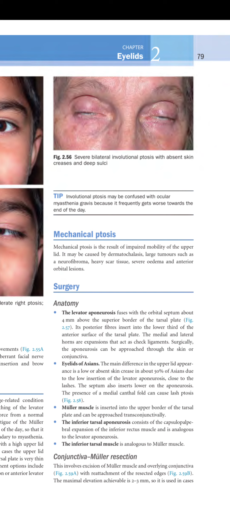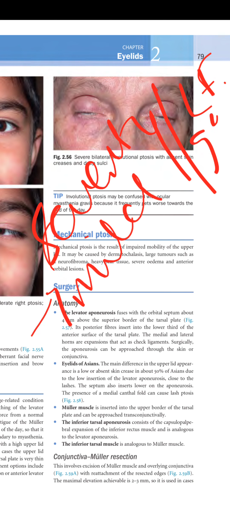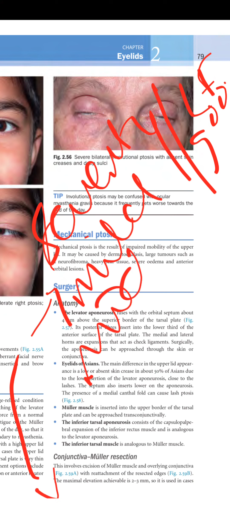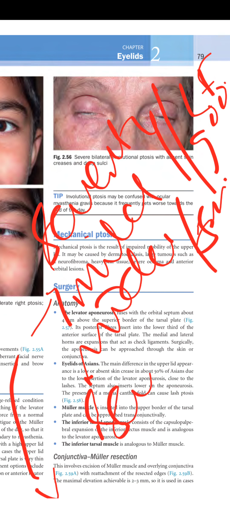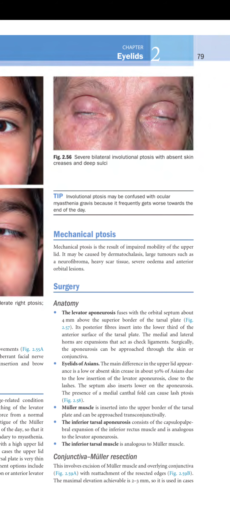So when we get to the treatment of the ptosis, basically the treatment depends on two things. One is the severity of the ptosis and the other is the levator function. If the severity is mild and the levator function is good, then we perform the conjunctival Muller resection. If the severity is moderate and the levator function is good, up to 5 mm, then we perform the levator resection procedure. And if the ptosis is severe and the levator function is poor, almost less than 5 mm, then we do the frontalis sling procedure, which is also known as brow suspension.